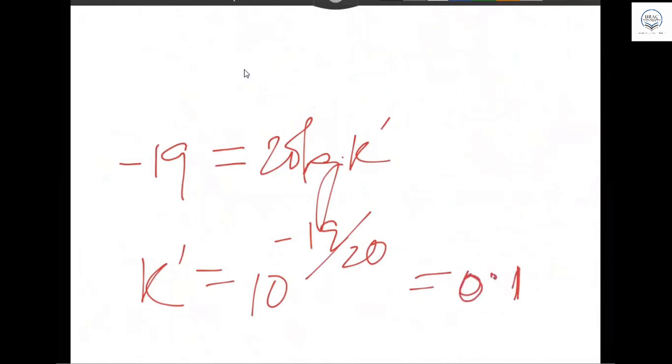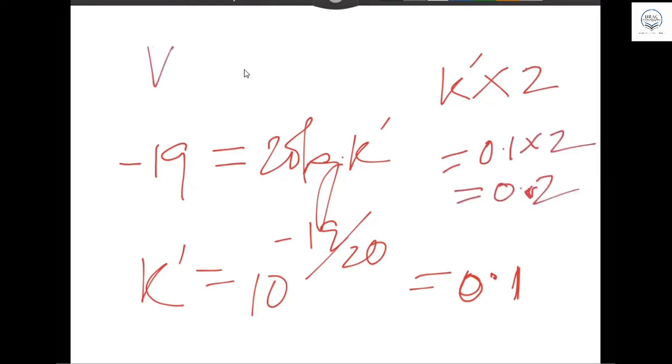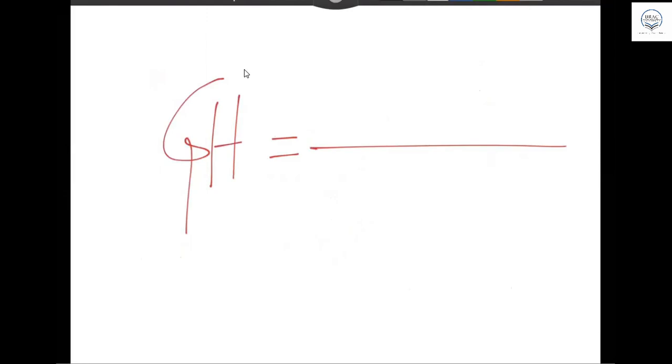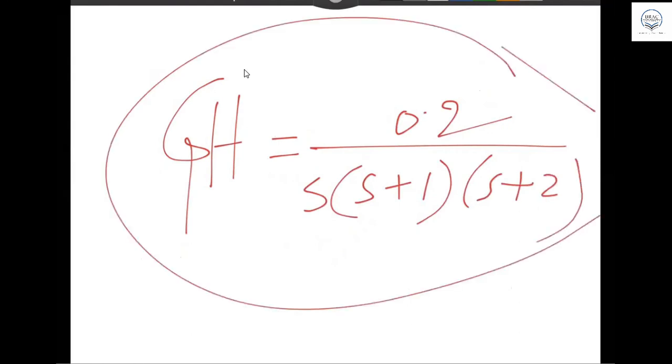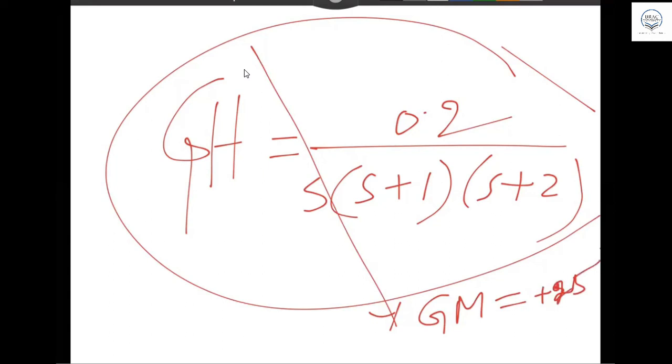Okay, good. If this is the case, then K prime will be multiplied by 2. That means your 0.1 times 2 is giving you 0.2. So the final K value is 0.2. It means if you draw the Bode plot for GH equal to 0.2 over s into s plus 1 into s plus 2, you will get the gain margin equal to what, Atikur Rahman? 25 decibel. Absolutely good. Adnan, you understood? Yes, sir. Okay, good. So you should get plus 25 dB.